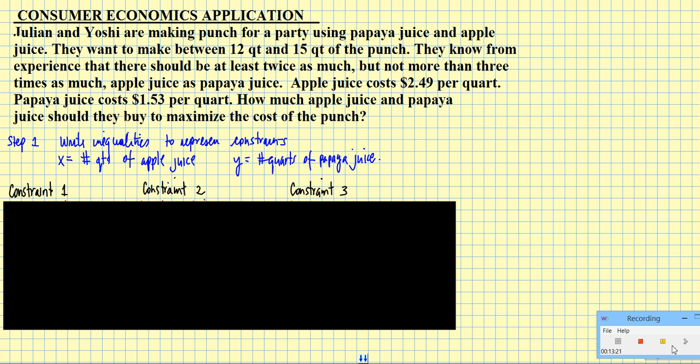So the question is, how much apple juice and papaya juice should they buy to maximize the cost of the punch? So what I'm going to ask you to do right now is think through this problem and read it. You're going to have to read it, reread it, and reread it again. And I want you to think about what the 3 constraints are going to be that you're going to be graphing eventually in class. You're not going to do it right now, but we will do it in class together. But I want you to come up with the 3 constraints. And then I'm going to end it at that. And I'll see you on the next lesson.